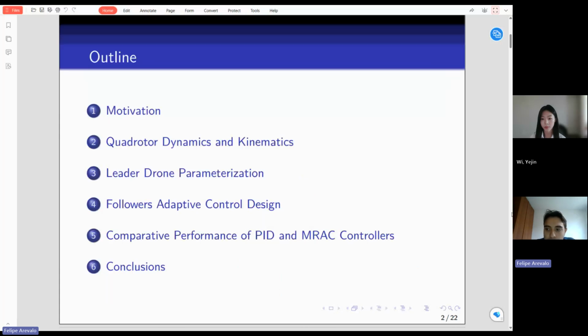So the outline that we're going to discuss today is basically a brief introduction of the application that we are using, the description of the model that we are using for the experiments that we've done, and the parameterization of a leader-follower configuration that we are using throughout the experiment. With that, we discuss the controller design for the leader and the followers in the configuration that we're proposing, and at the end we present a set of experiments that we developed. And with that, we can highlight some conclusions and future research of this work.